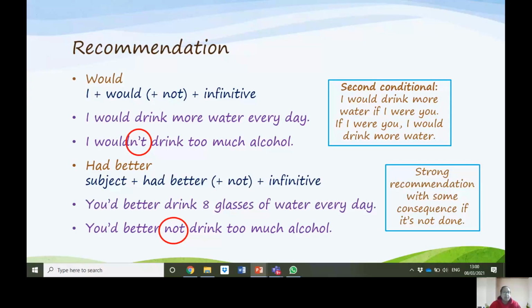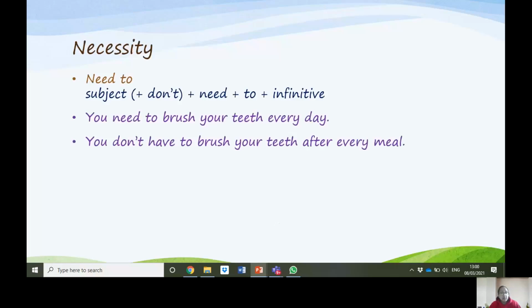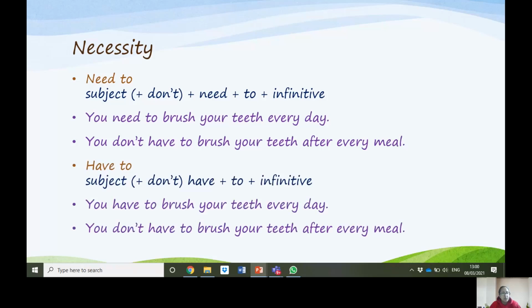Okay. Moving on to necessity, need to is used with the infinitive to show what is necessary. For example, you need to brush your teeth every day. It's necessary. You don't have to brush your teeth after every meal. It's not necessary. Have to is very similar. You have to brush your teeth every day. You don't have to brush your teeth after every meal.